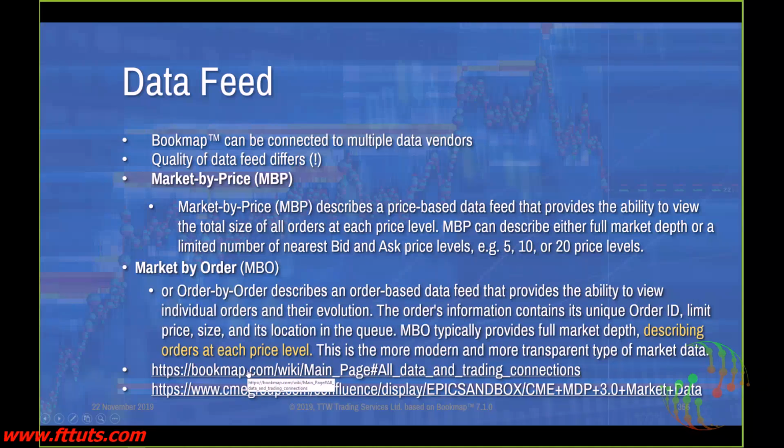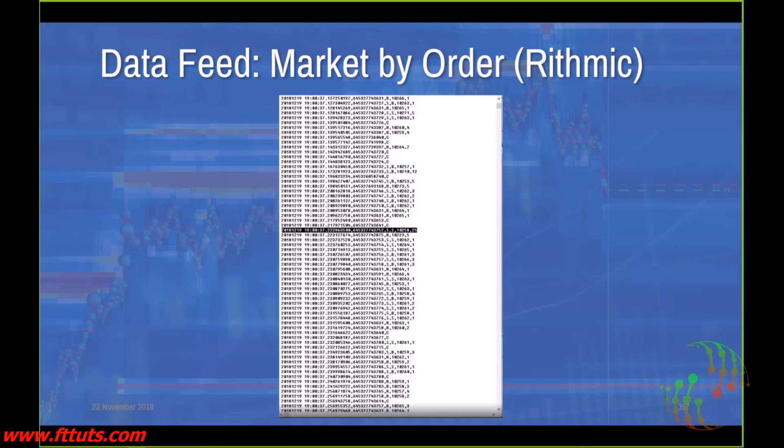There's a Bookmap entry as well. Please go to the CME Group and to the description, MDP protocol and market data, here and on this site. Absolutely helpful. This is how it looks. This is a snapshot of data coming from Rithmic.